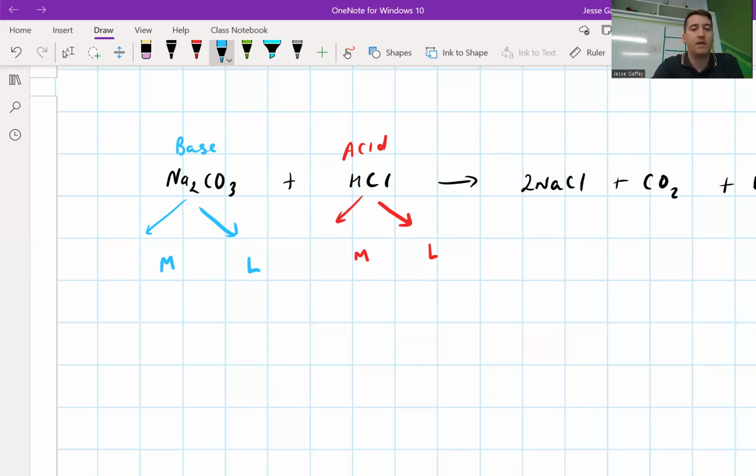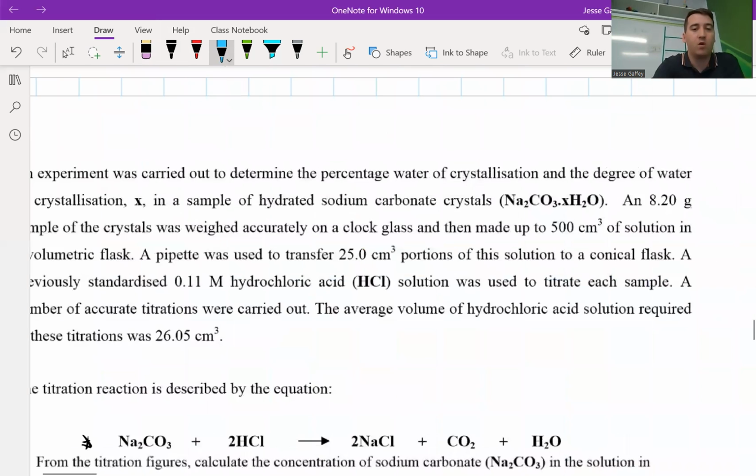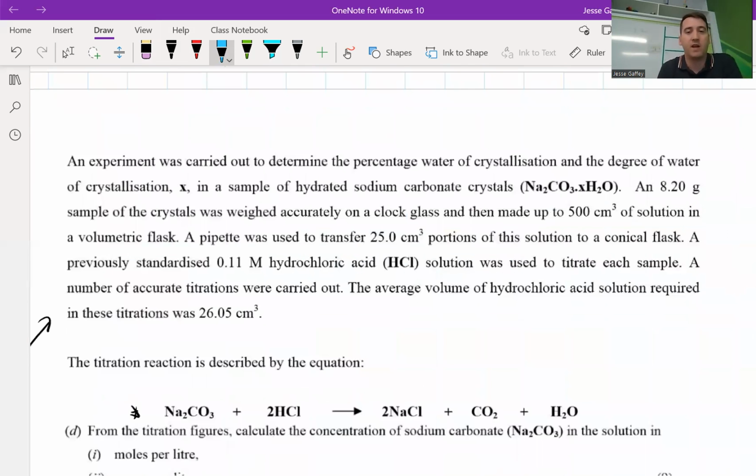Right, so I'm going to my piece of text and I'm reading here and I'm seeing what's important. It said an experiment was carried out to determine the percentage of water crystallization and the degree of water crystallization X in a sample of hydrated sodium carbonate crystals. Now I've just become aware that I did not have this screen up when I asked you guys to do that. So now that I have the screen up, if you need to pause and try and figure out what's on those arrows, you can do it now.